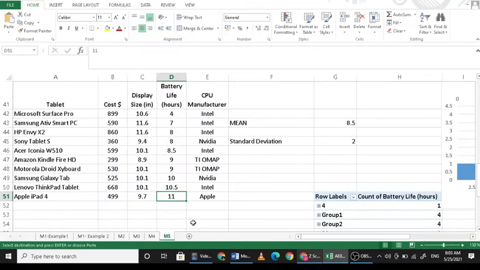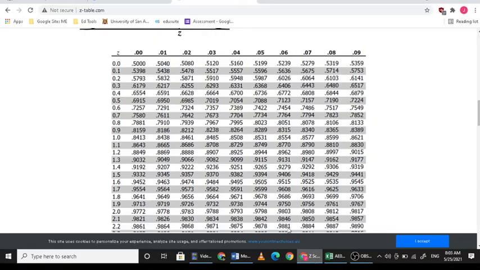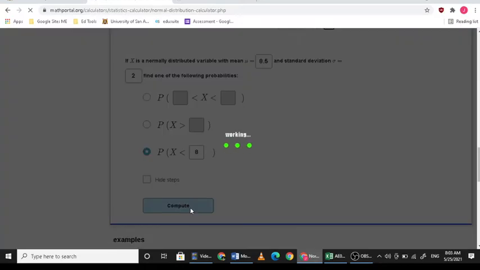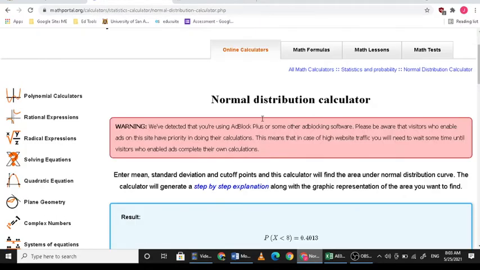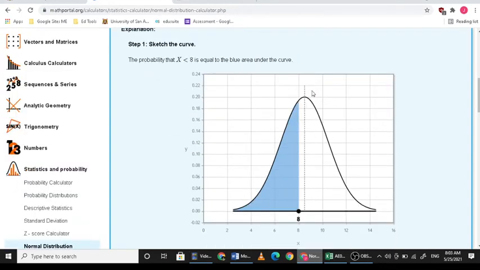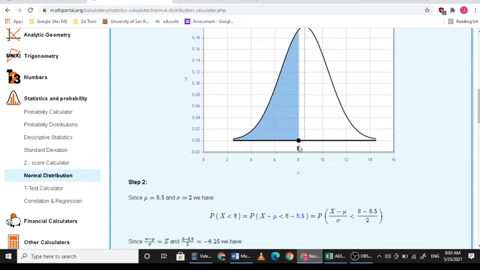Next, 11 is above the 8.5 mean, class. You can also solve for 8. Okay, so for 8, in the normal distribution calculator, just input 8. Then you compute. So for the computation, the probability that your x is less than 8 is 0.4013. So that's 40.13%. Okay, so as you can see, class, since the mean is equal to 50%, less than the mean is below 50%.